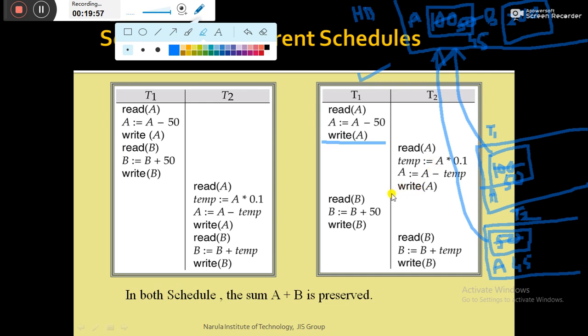Now at that point of time, the CPU switches back to transaction T1. Read B means the value of B will be copied to the local buffer that belongs to transaction T1. So this is B. The value of B is 200. B is equal to B plus 50, so it becomes 250.